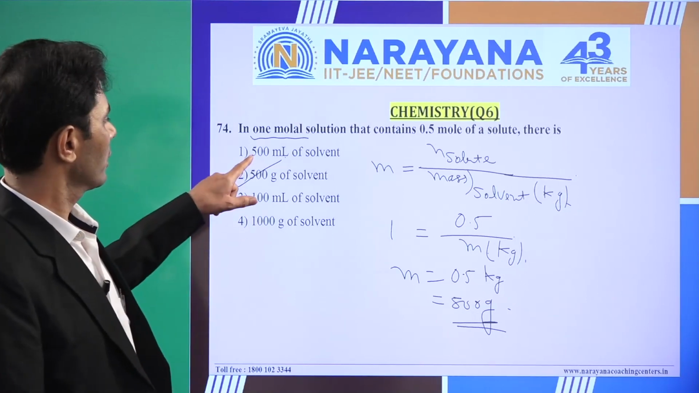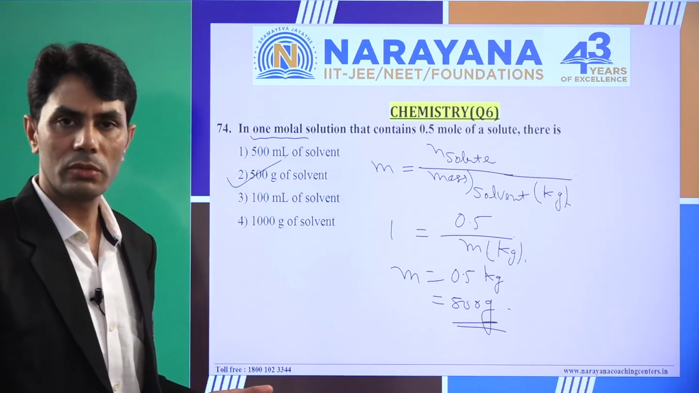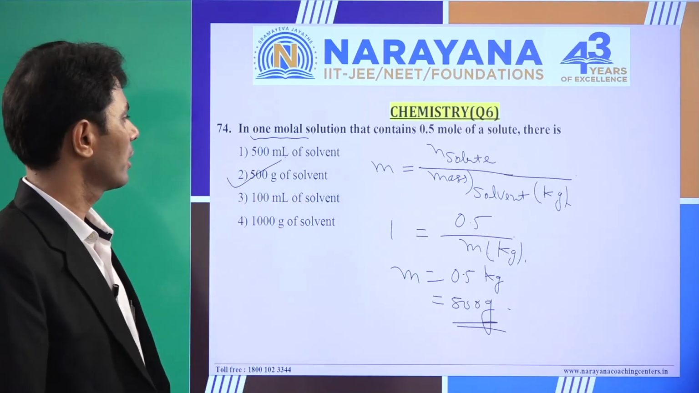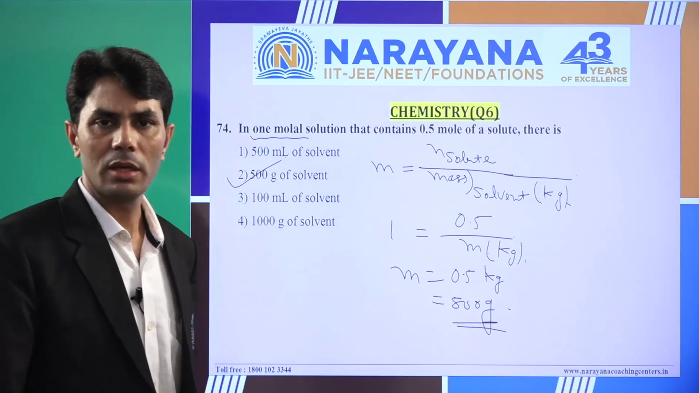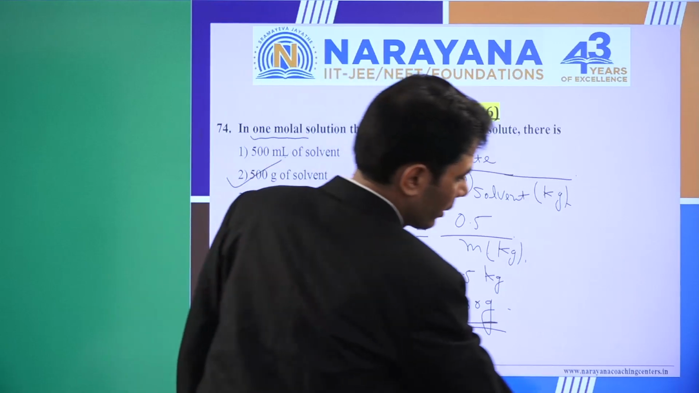In the first option they are saying 500 ml. No, because we don't know the density of the solvent. So we can't say 500 grams of the solvent is also 500 ml of the solvent, because density can be other than 1. So the correct answer is the second one. Okay. The next one.